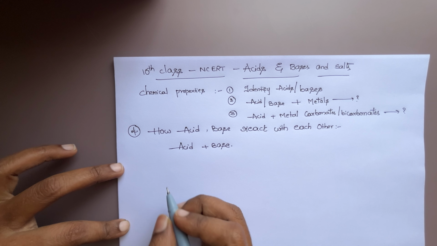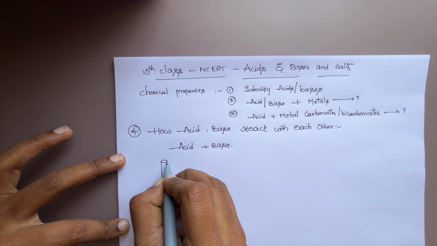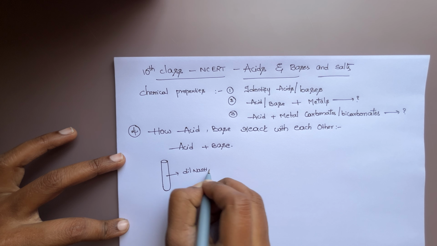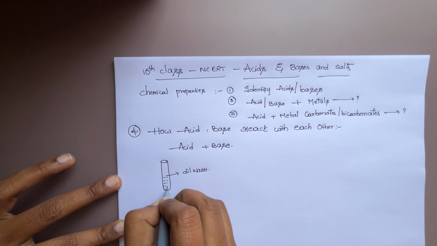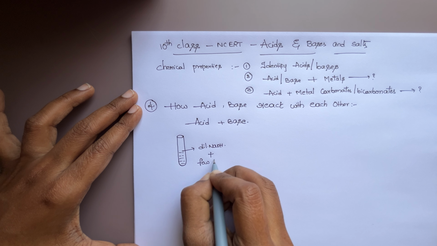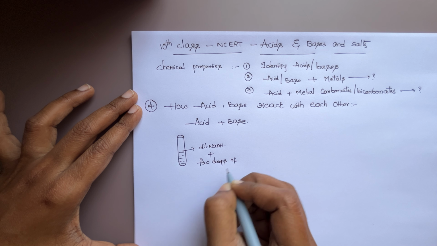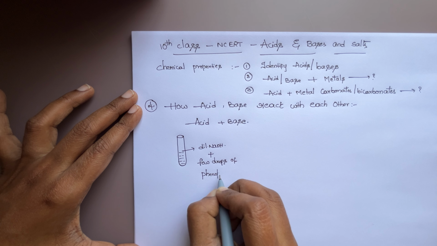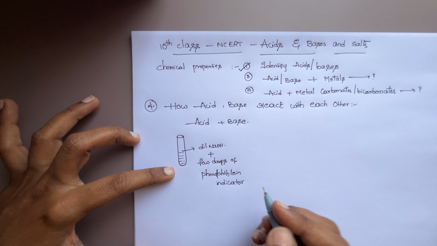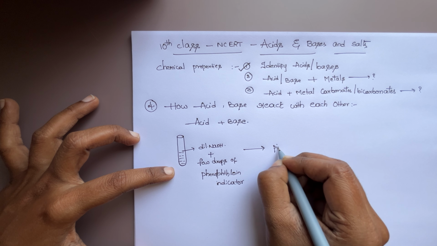For this, I just take a test tube. In that, I took a few drops of dilute NaOH solution. To this I am adding a few more drops of phenolphthalein indicator. As I explained in the first property, bases usually give pink color with phenolphthalein. So the solution turns to pink color.